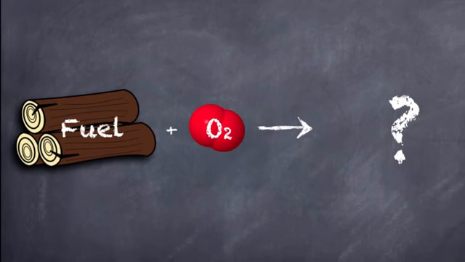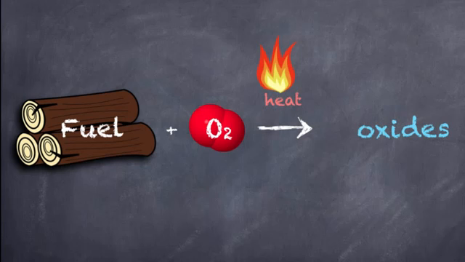Well, we also need some heat in order to get this reaction going. That is, we have to get the reaction temperature high enough to a point that we refer to as the ignition temperature for this combustion reaction to proceed. And then what it does is it produces oxides. Remember, we're talking about a fuel reacting with oxygen here, so any product that's produced from the reaction with oxygen is going to produce oxides.